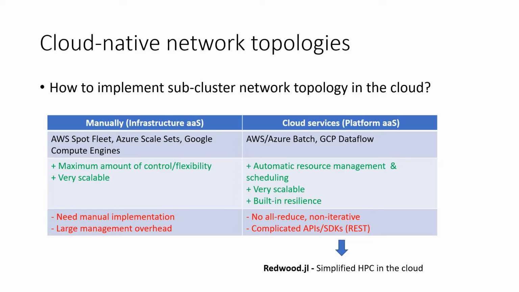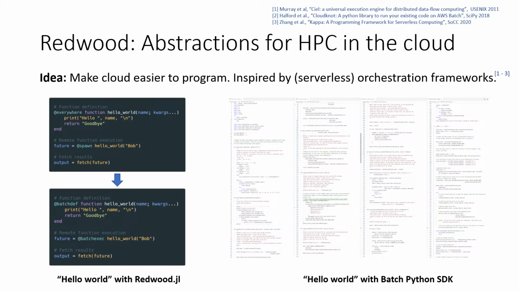For this reason, we present a software framework in the Julia programming language called Redwood that makes batch computing services in the cloud look and feel like Julia's existing package for parallel programming. The motivation for Redwood is to bridge the gap between APIs for cloud services and distributed programming models that are common in data science and HPC.